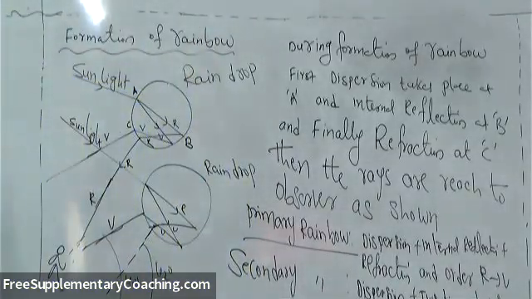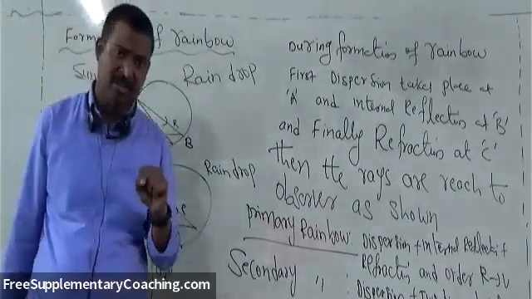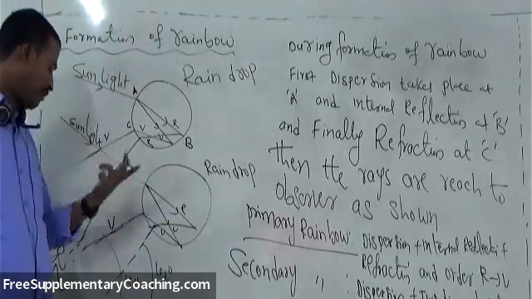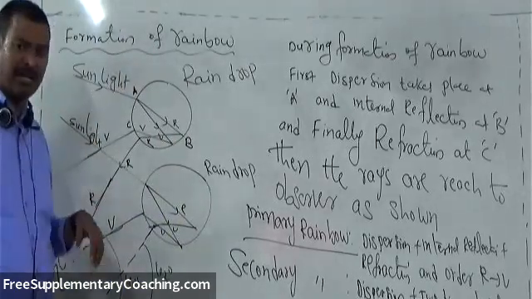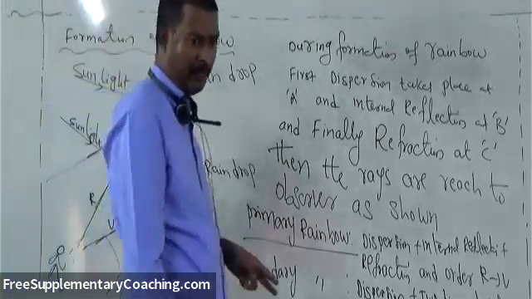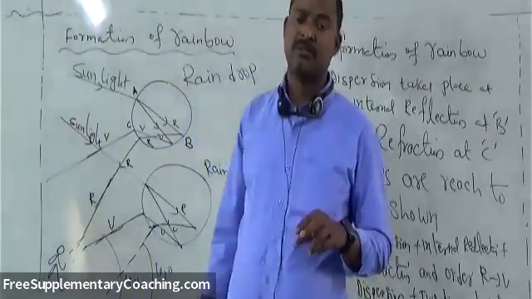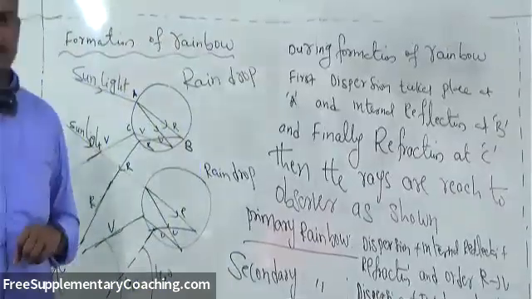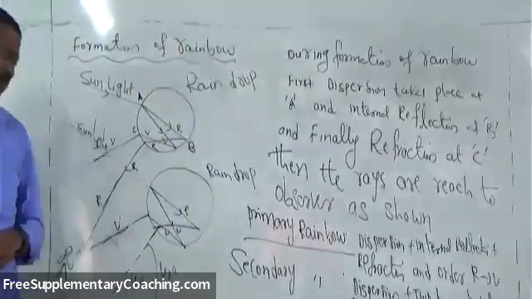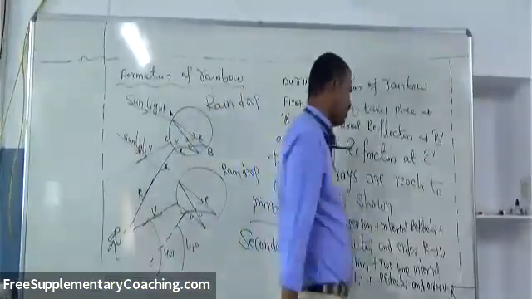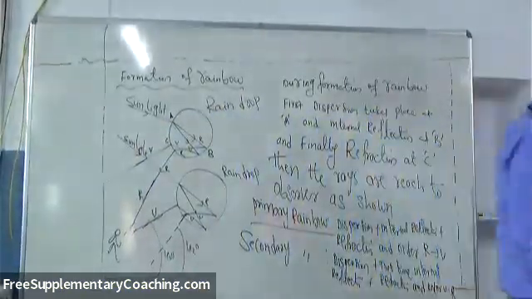Formation of rainbow is a combination of dispersion, internal reflection and refraction. That takes place as shown in the figure. In primary rainbow, the order of color is red to violet. In secondary, because one more internal reflection takes place, the order of color will be reversed. So in this way, we can explain the formation of rainbow.